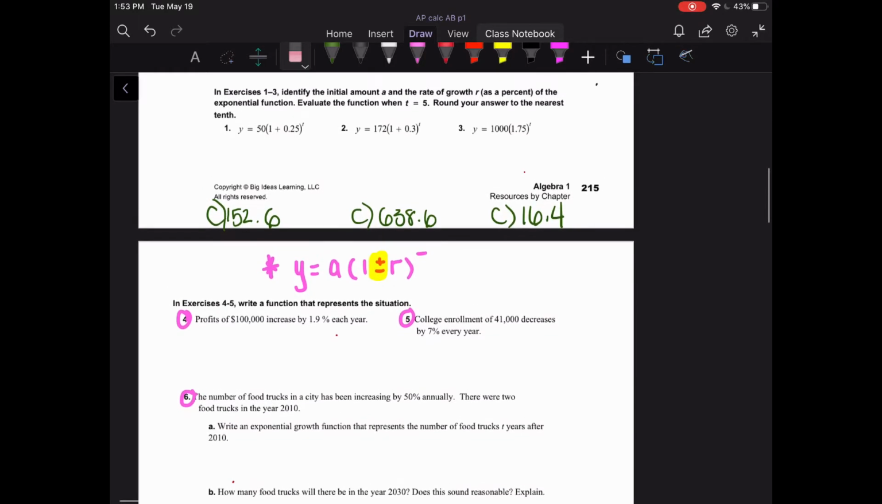So here's an example. Those values are from the first time I did the video, but now they're there. So number 1 says, identify the initial amount, the rate of growth, and then evaluate when t is equal to 5.